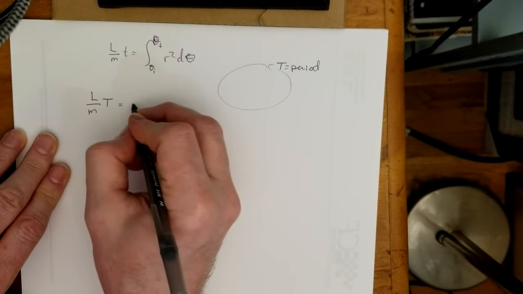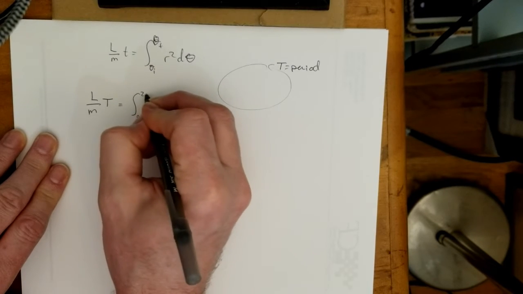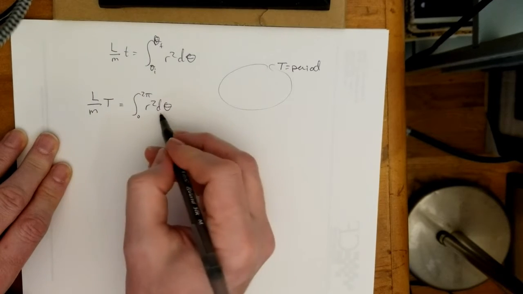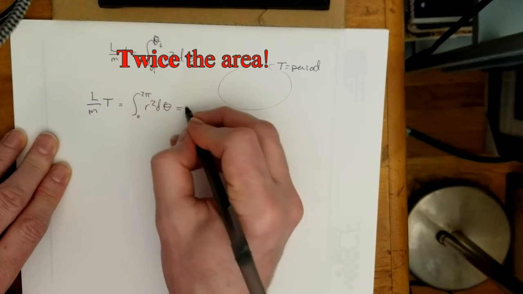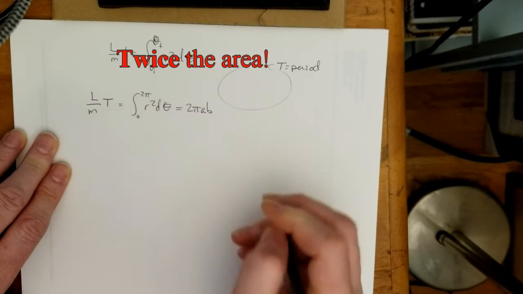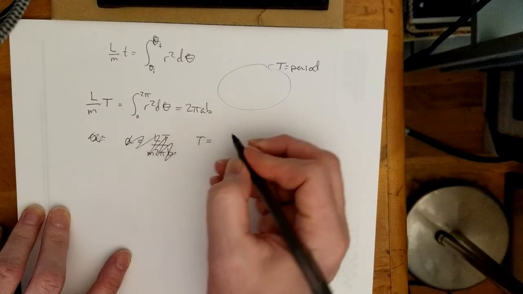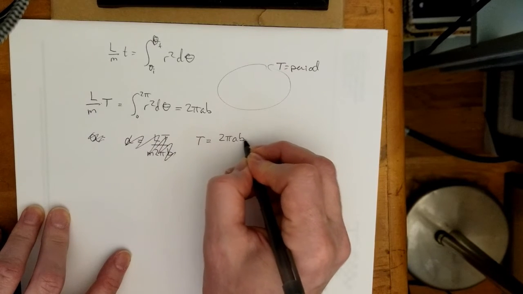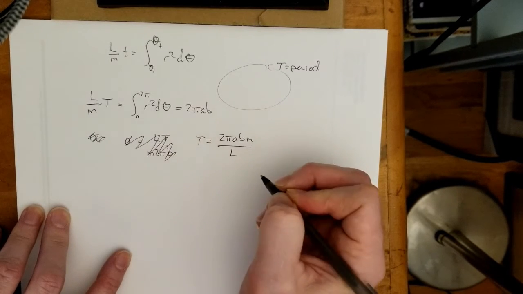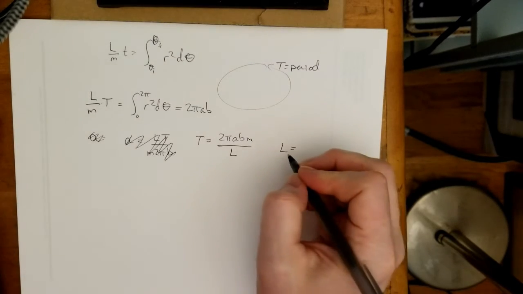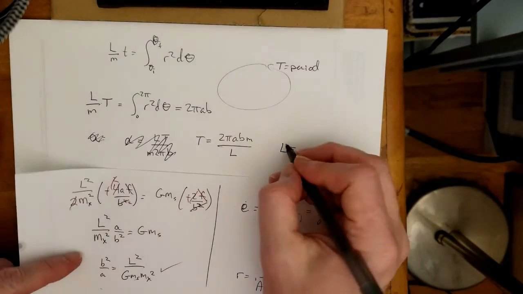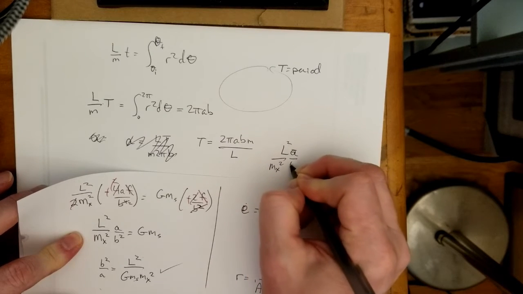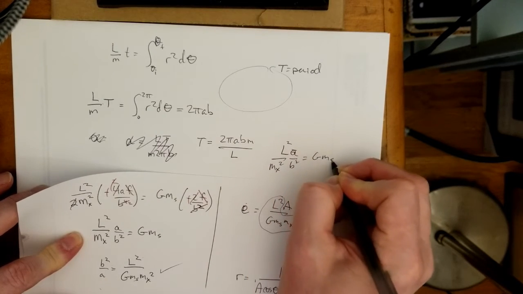so basically the integral from 0 to 2 pi of r squared d theta, which is just the area of an ellipse, 2 pi ab. Solving for the period, the period is equal to 2 pi ab m over L. I know that L, as seen in a previous video, we have this relationship right here, that L squared over m_x squared times a over b squared is equal to G m_s.